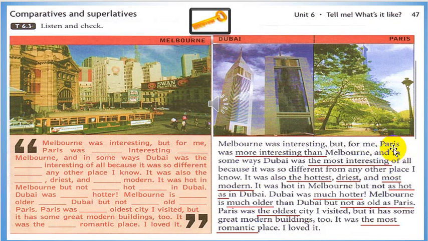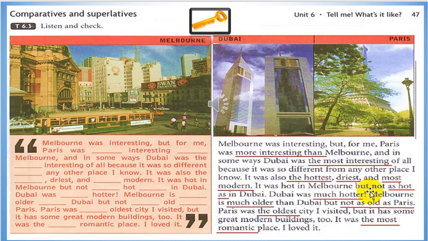As you can see here, the person who was talking about Melbourne, Paris, and Dubai, comparing between them, he said Paris was more interesting. Here is a comparative. More interesting than, we said. We use that to compare between two things. Dubai was the most, this is the superlative, the most interesting. Now, why? The hottest, also superlative, the driest, and the most modern.